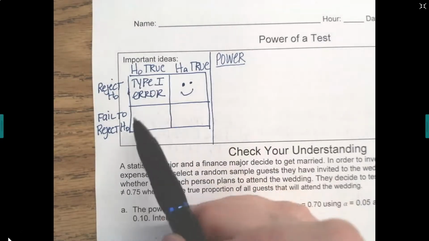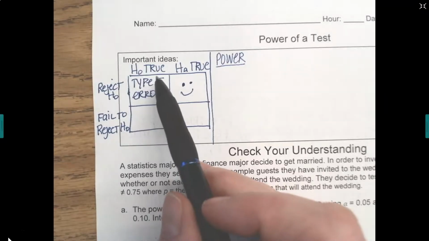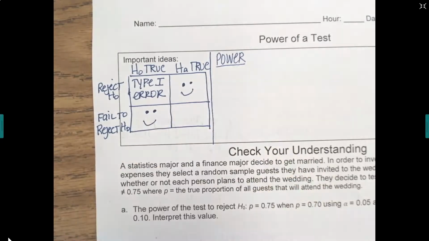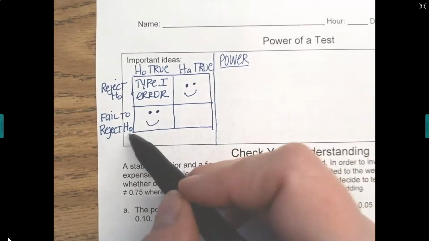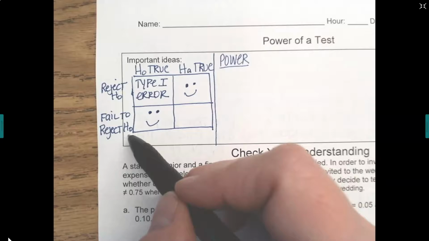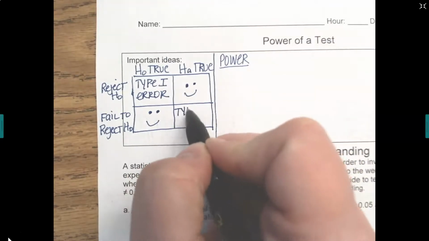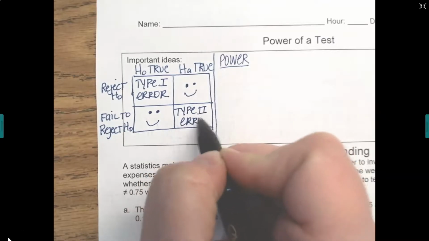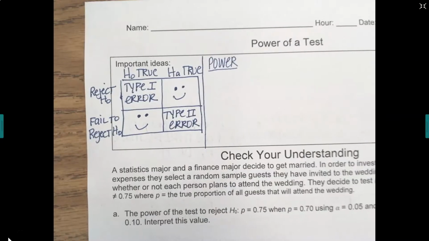If our null is true and we fail to reject it, fail to reject means we kept the null and the null is true. That's exactly what we want to have happen. And if we have an alternative that's true, but we failed to reject the null, that means we kept the null and we should not have. That's your type 2 error. Okay. Hopefully that's kind of helping you solidify the idea of type 1 and type 2 in your head.